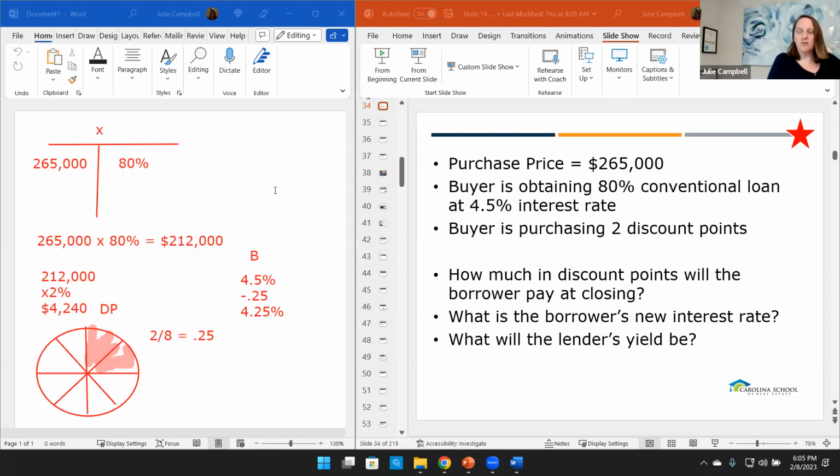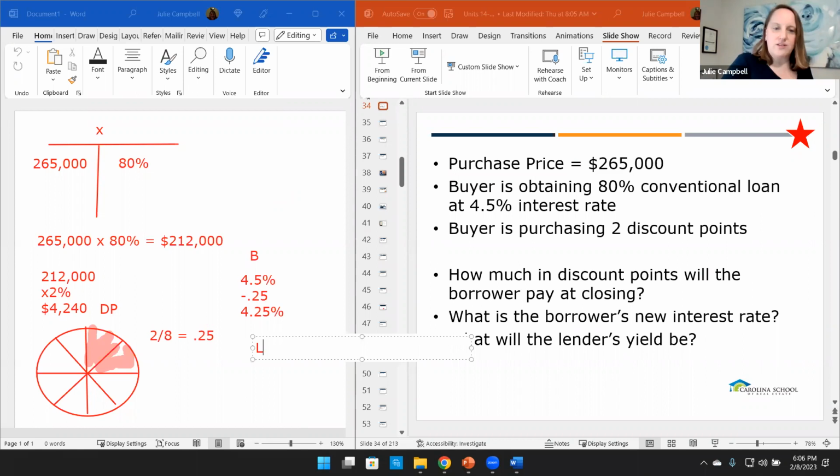Why bring extra money? I mean, you're already bringing enough money to closing as a buyer. Why bring more in discount points? Because you get a lower interest rate, which if we were to amortize the two, we're going to see that your monthly payments are going to be less each month. Faster you can pay it off, right? Especially if you qualified for 4.5 and you ended up getting an interest rate of 4.25, it's definitely possible to pay it off sooner. So the borrower's new interest rate is 4.25.